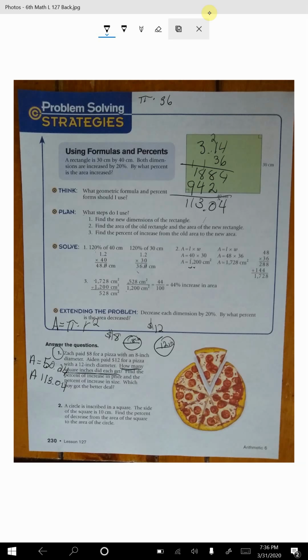Find the percent of increase in price and the percent of increase in size. Which one got the better deal? All right, so let's do the percent of increase in size first. So let me erase this work up here because this is a good place to do work. So percent of increase, always find the difference first. So 113.04 minus 50.24.